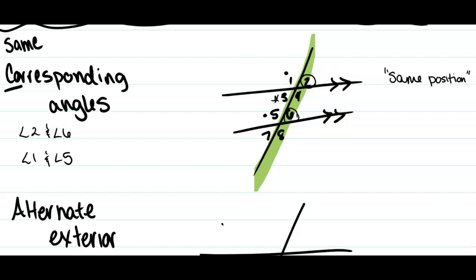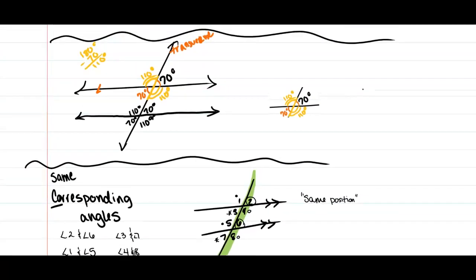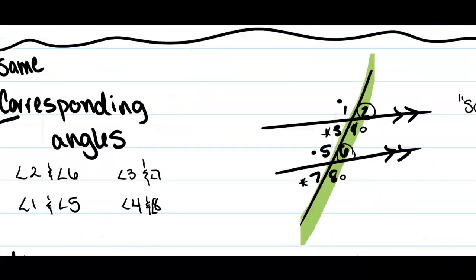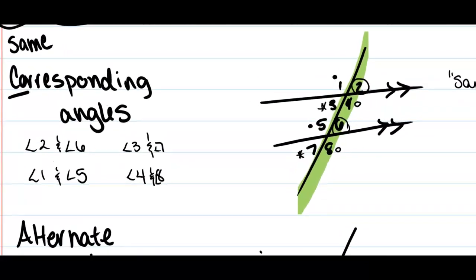Then we have angle 3 and angle 7. And then we have angle 4 and angle 8. Now, if we look at these angle measures, and I'm going to number them the same, angle 2 and angle 6 are both 70 degrees. Angle 4 and angle 8 are both 110 degrees. Angle 1 and angle 5 are both 110 degrees. Angle 3 and 7 are both 70 degrees. So corresponding angles are congruent.